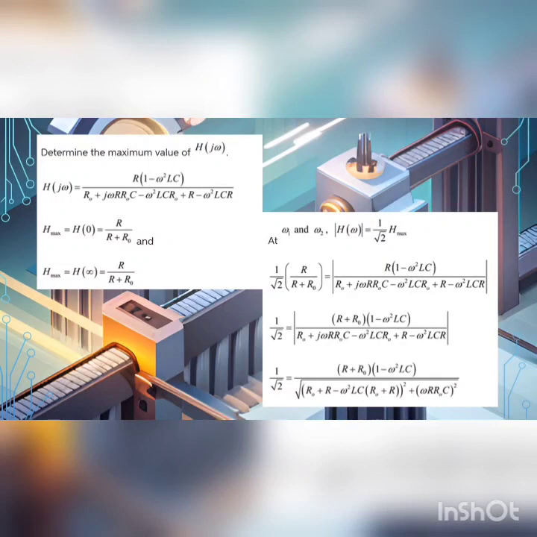At 1 over square root of 2 times R divided by R plus R naught equals R times 1 minus omega naught squared LC, divided by R naught plus j omega R naught C minus j omega squared LC R naught plus R minus j omega squared LCR.